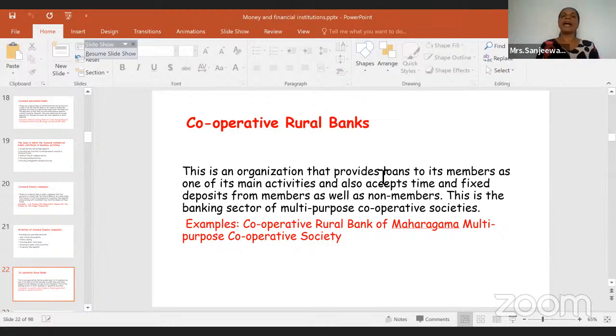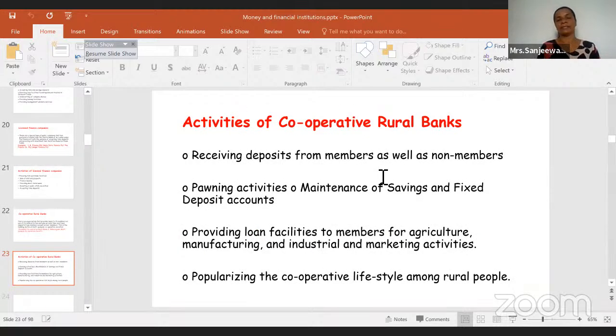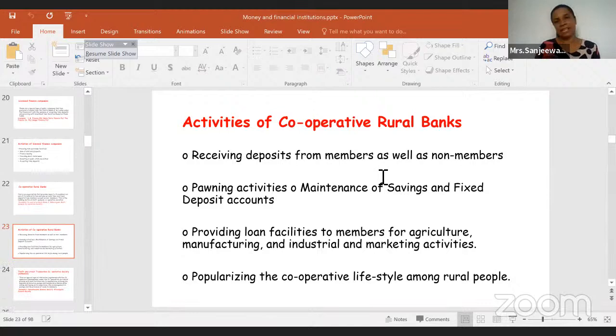Then, what are the activities of cooperative rural banks? Receive deposits. Now, some of these activities are there in the definition as well.